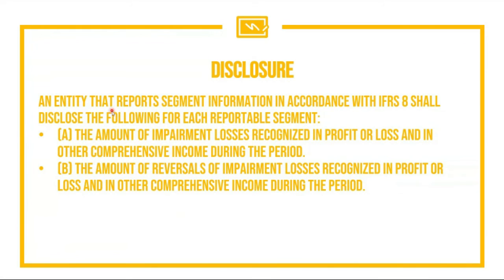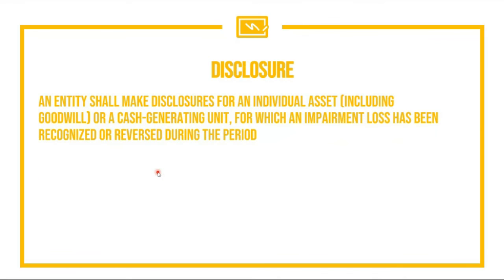In addition, an entity that reports segment information in accordance with IFRS 8 shall also make the following disclosures: the amount of impairment losses recognized in profit or loss and in other comprehensive income during the period for each reportable segment. The amount of reversals of impairment losses recognized also for each reportable segment. So both impairment losses and reversals.